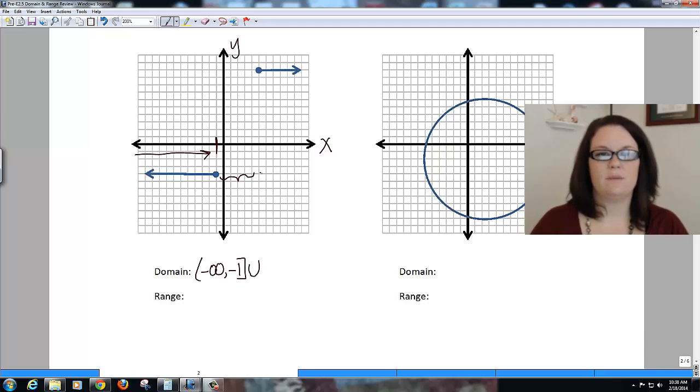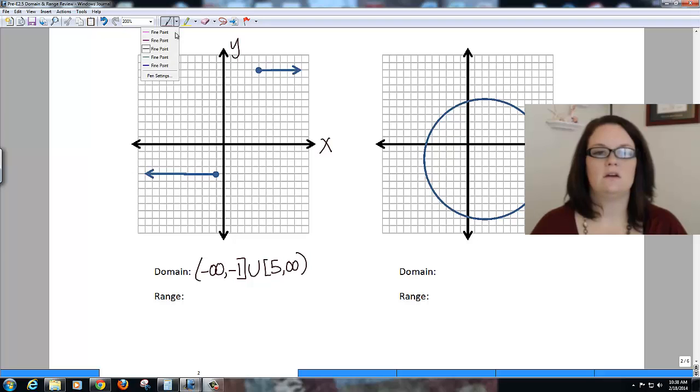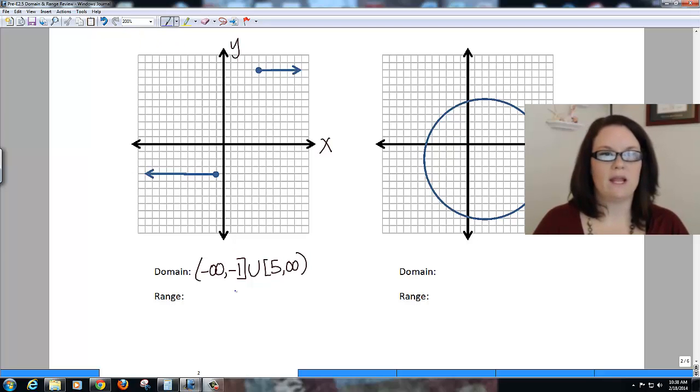And then I'm going to skip all this dead space where there's no x value. Okay, and notice my x's pick up again at this spot right here, which is an x value of 1, 2, 3, 4, 5. Since it's a closed circle, I start with 5 and a bracket. And then this next piece is going to keep going to the right. So it's going to go out to positive infinity.